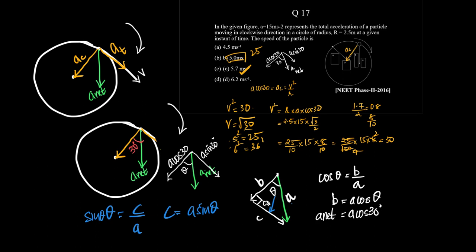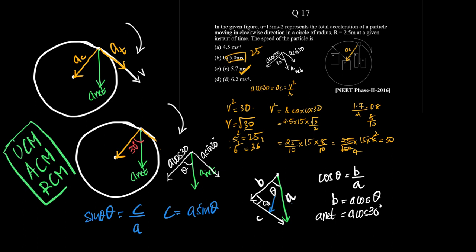Now, in the same series, we have discussed uniform circular motion, accelerated circular motion, and retarded circular motion. Those who are here for the first time, please make sure you go to these videos and analyze the relationship between theta, that is, the angle between velocity and A net. That's really important to understand. Okay, having said so, moving on to the next question.